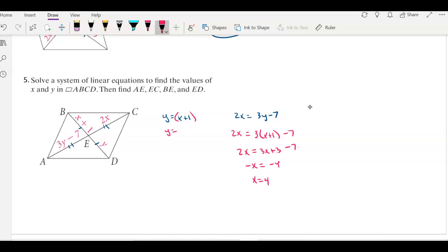Now to find y, I'm going to go ahead and plug that in. 4 plus 1 is 5. So now to find AE, to be honest, if these are congruent, plug an x in, 2 times 4, this is going to be 8, which means this is 8. Then 4 plus 1 is 5, which means this is 5. And that would be the length of each of those segments.